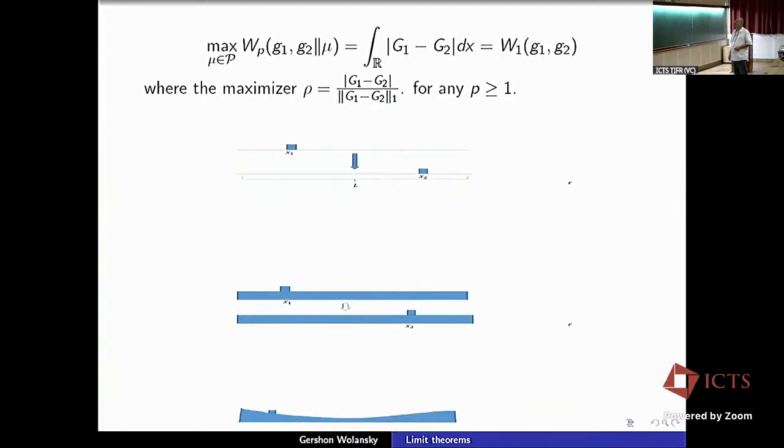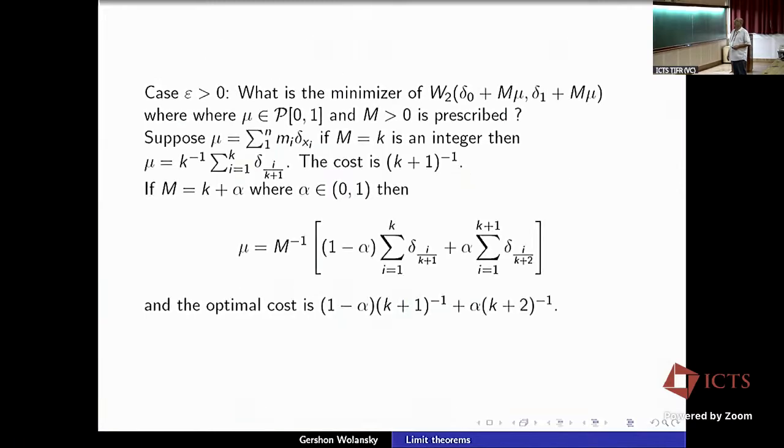And if the distribution is not uniform, then I have to make bigger steps. So I have to pay more, but still the same order. What happens if epsilon is positive, not going to 0 in this limit?